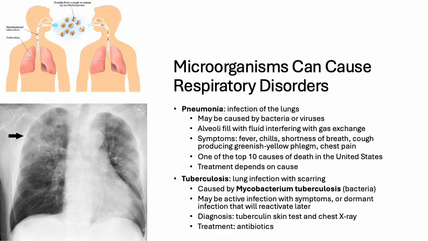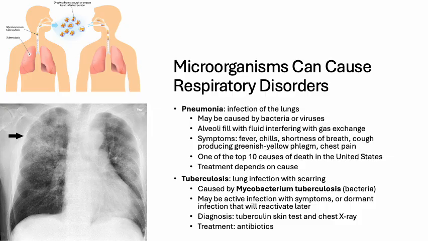Pneumonia occurs when the alveoli fill with fluid due to infection, making gas exchange very difficult. It can be caused by bacteria or viruses and lead to fever, chills, and chest pain with a productive cough. It's one of the leading causes of death in the United States, especially in vulnerable populations, especially the elderly. Treatment depends on the cause, but prevention through vaccines and hygiene is also key.